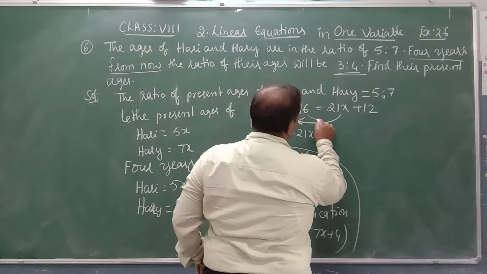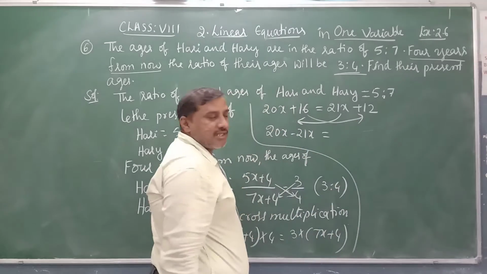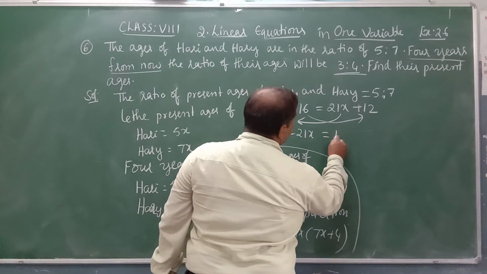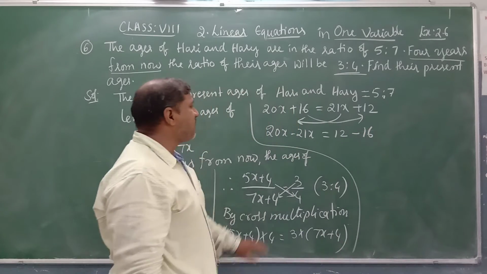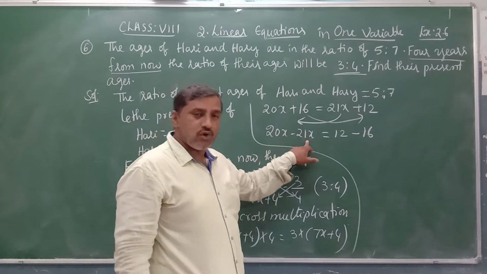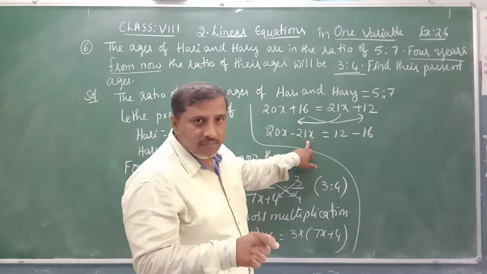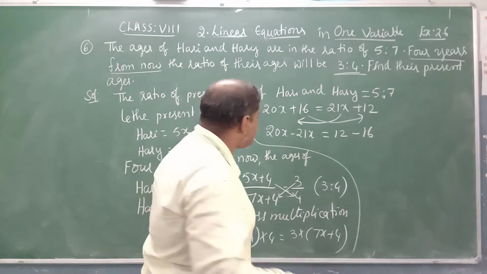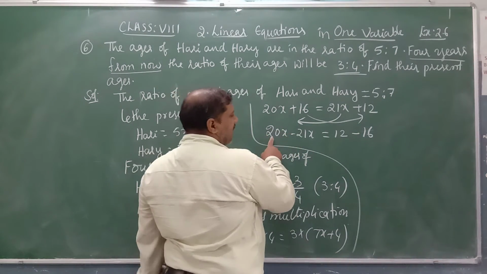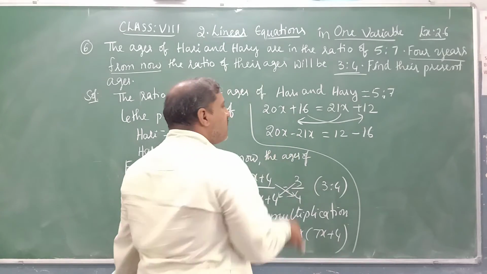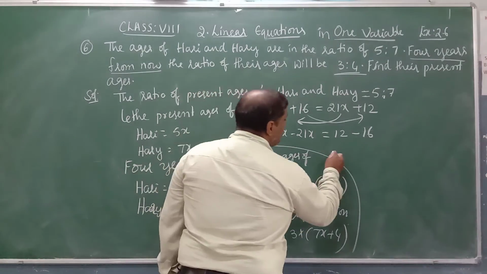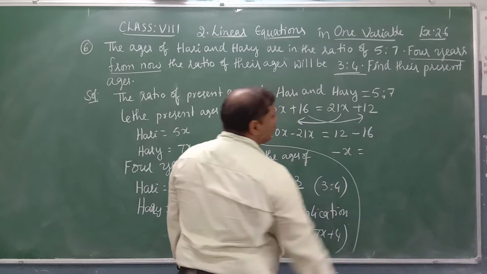Plus 16 will become minus 16. That is 12, already we have on the RHS. 12 minus 16. Now we simplify. 20x minus 21x. Subtract the numbers and take the greater number's sign. 21 minus 20 it is 1. 21 is the greater number. It has a minus sign. So minus 1x, or simply minus x is equals to.